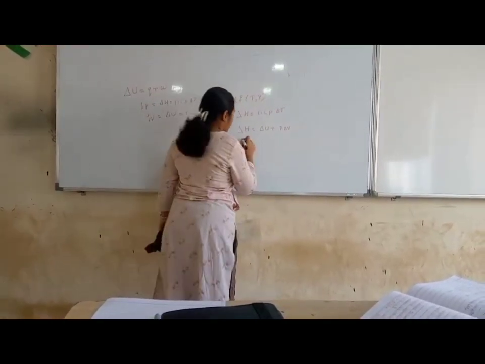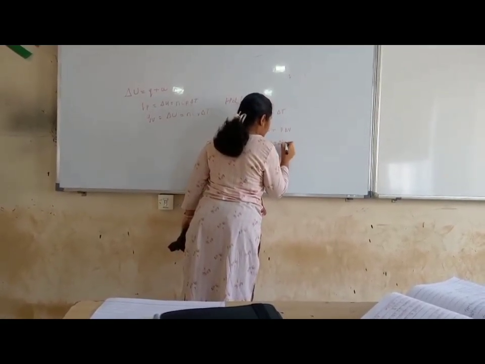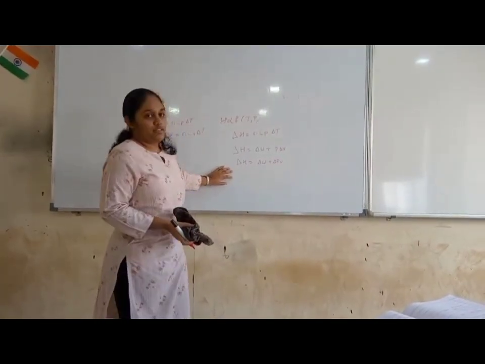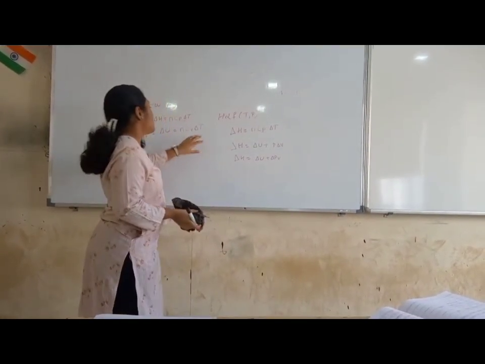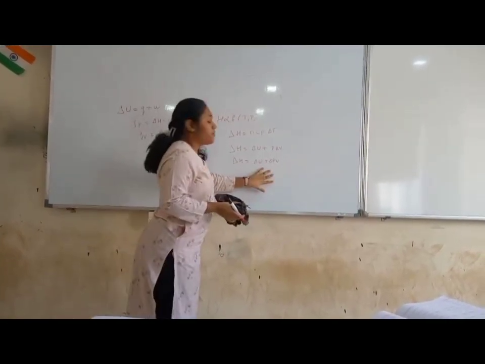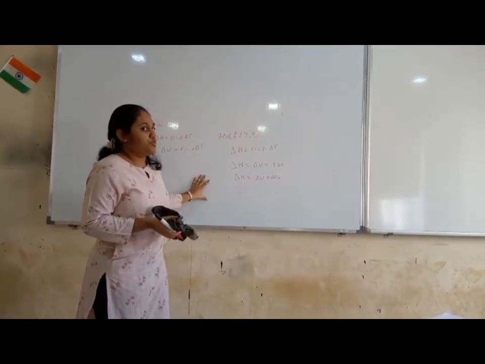If it is for an isothermal reaction, both delta H and delta U become 0 as they are functions of temperature, and delta T tends to be 0. But it's not for all. For gaseous reaction, delta U and delta H will not be 0.